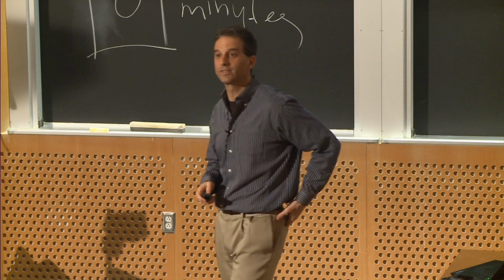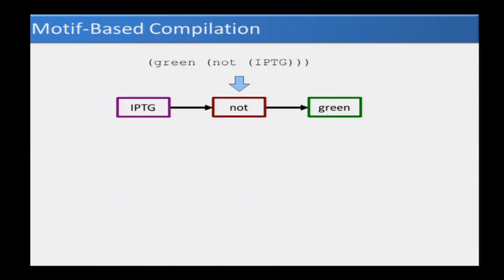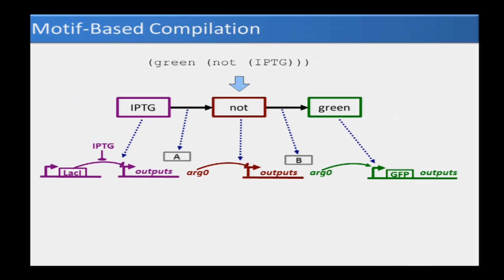Okay, so let's look at how this BioCompiler works, to see that it's not magic. This is saying green if not IPTG. IPTG is a small molecule that we have a sensor for, and then the information gets routed to an inverter, which then gets routed to activate a green fluorescent protein. So you can take a program specified like this and automatically convert it into a data flow graph. And then the data flow can be translated, again automatically, in a rather simple way to actual portions of the gene circuit.